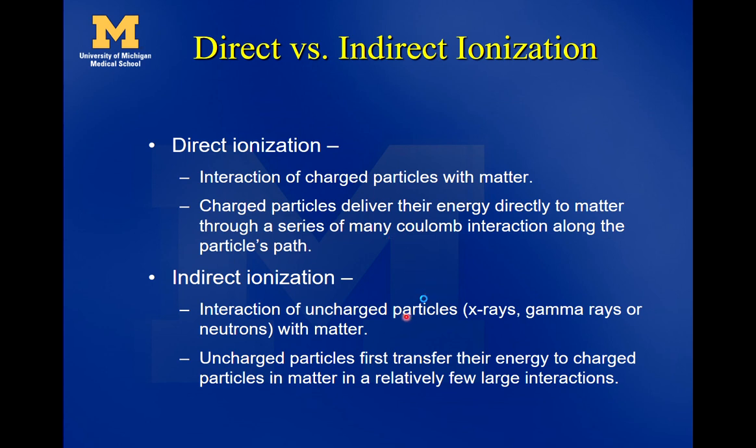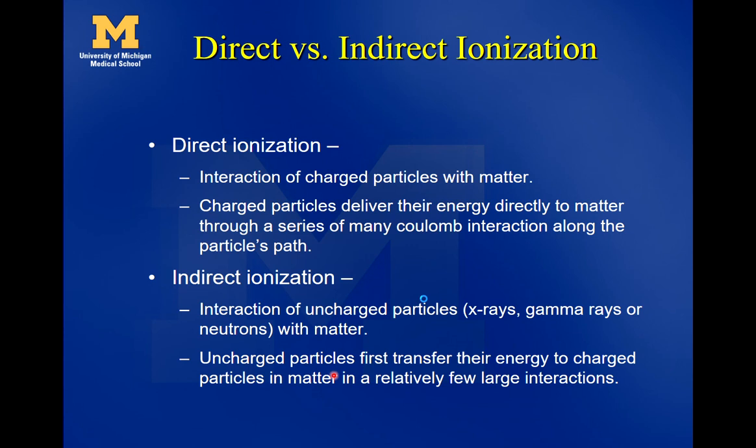We contrast that with what we call indirect ionization. This is the interaction of uncharged particles, X-rays, gamma rays, or neutrons with matter. An X-ray will come in and it may do something like a photoelectric effect or a Compton interaction, and it ionizes a single atom, but it only ionizes that one. It's the subsequent charged particles that come out of that X-ray interaction that do direct ionization and contribute most of the dose inside the patient.